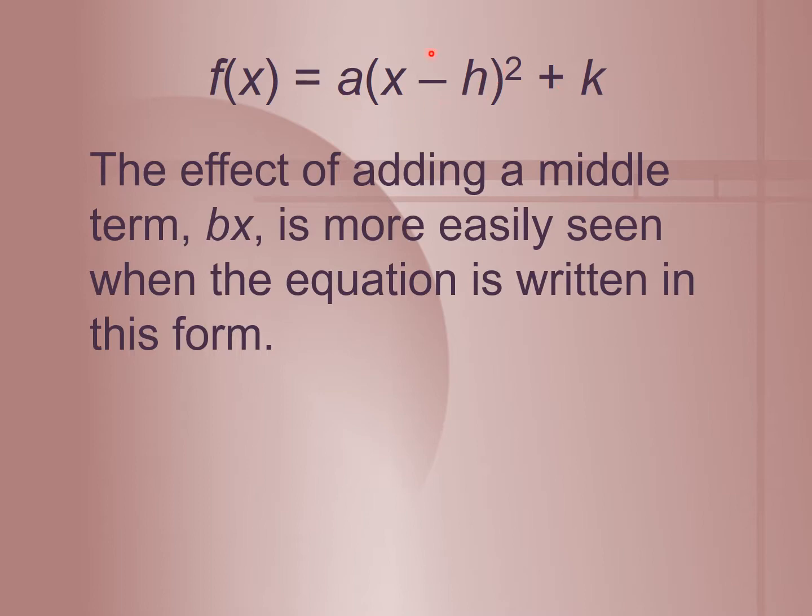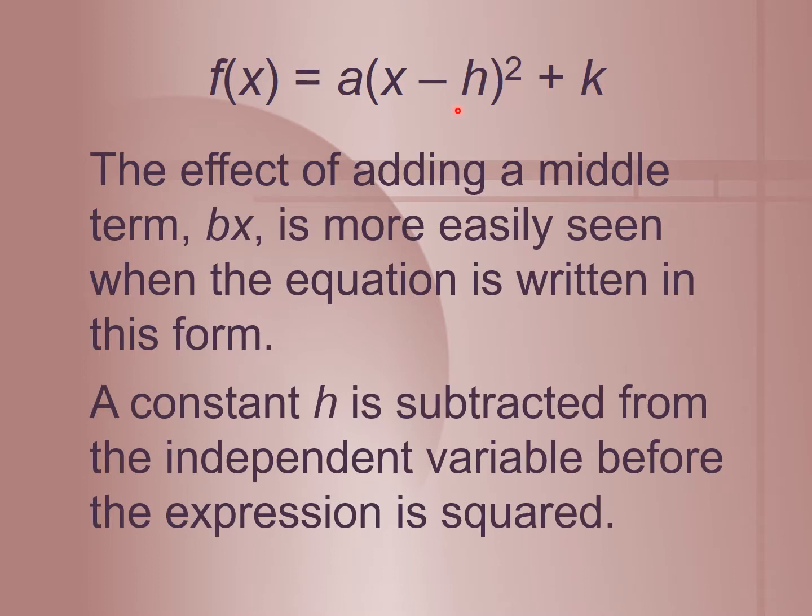So notice that there is a minus right here. If there is not subtraction right here, you have to rewrite or manipulate the expression to where we do have a subtraction right there. That constant h has to be subtracted from the independent variable before you have your squared. So just make sure that everything is in the correct form before you begin anything. Again, this is called vertex form.